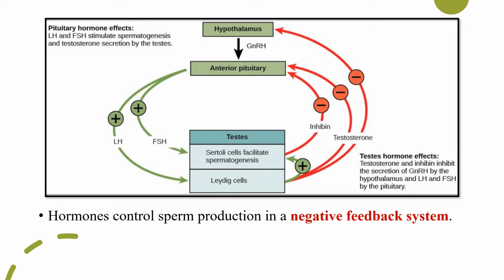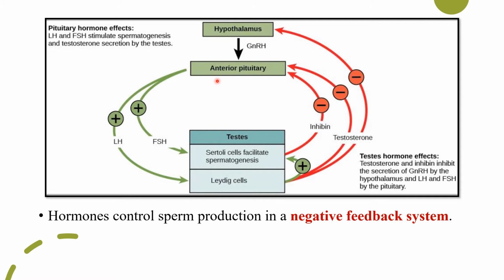So in here, you will see that hormones control sperm production in a negative feedback system. When you say a negative feedback system, it does have a positive and a negative effect on the cycle or on the loop of the process. Here you will see positive or triggering factors, and then once these triggering factors have affected the testes, there will be inhibiting factors that would actually control the hypothalamus and the anterior pituitary.